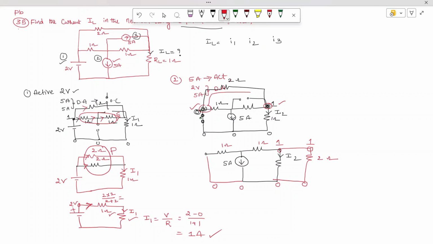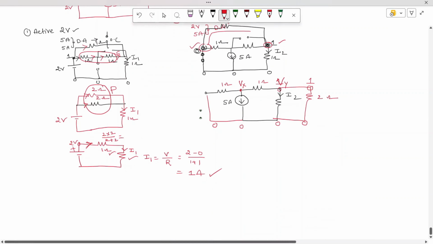So this node, we are considering it as some Vx node, and the resistor is there. This will act as another node. Let's try to label it as some Vy. So now let's try to find the currents. Our target is to find out I2.